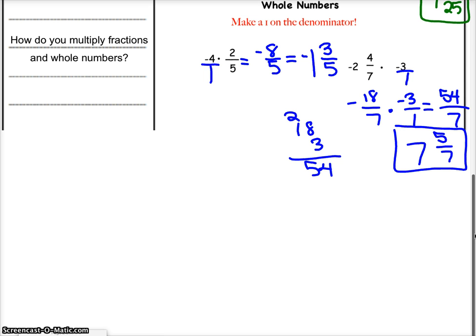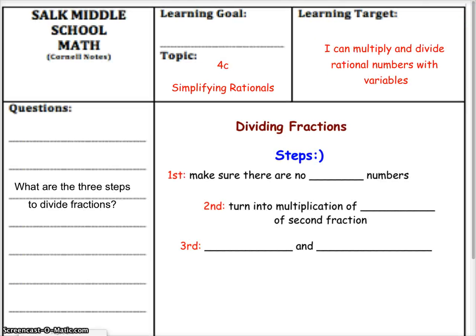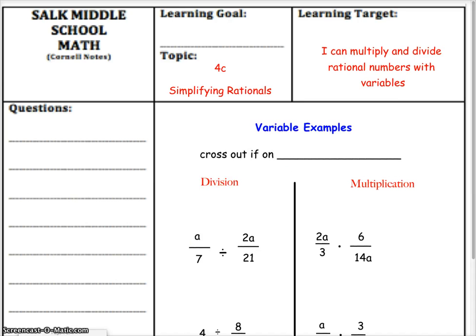All right, that's learning target 1: multiplying fractions and mixed numbers and whole numbers that are positive or negative. That was fun for you, right? Now, flip, don't do dividing. Go to the little variable examples, because dividing we'll do tomorrow.